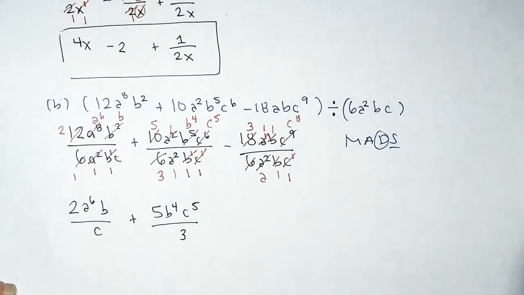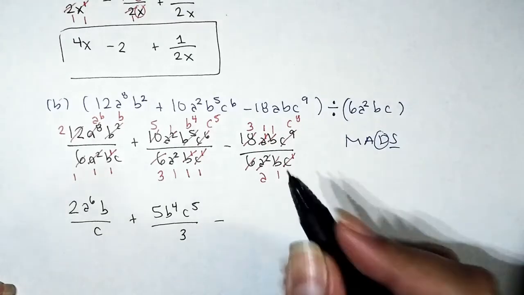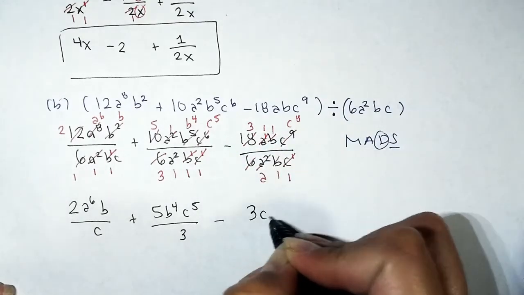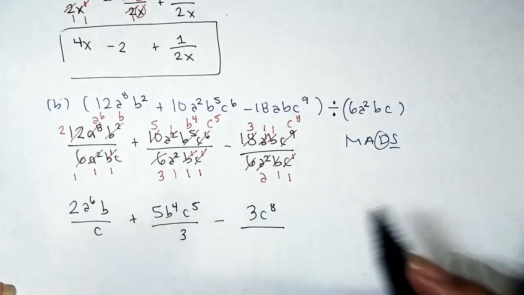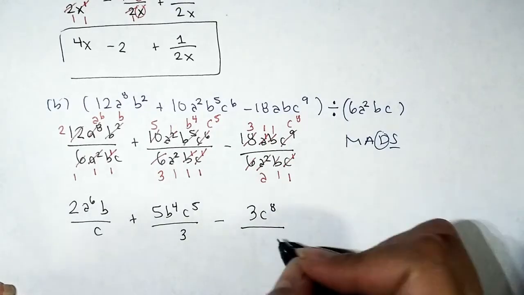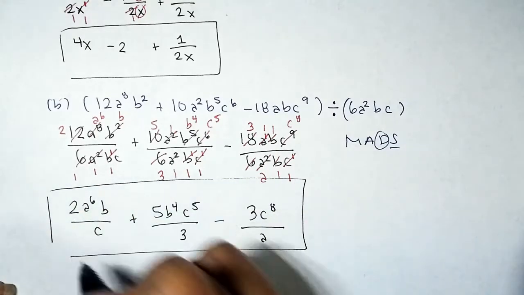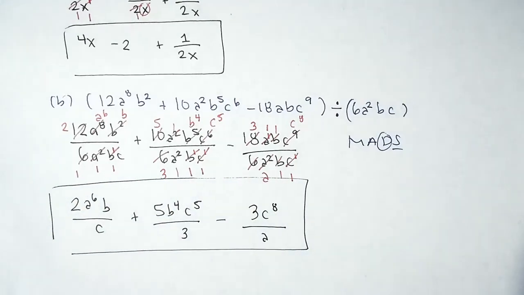So let's go ahead and bring it down. So we have minus 3 times 1 times 1 times the c, so that will give us 3c to the 8th over a times these ones is just a. Okay, so after we split the problem, we had 3 mini problems. We simplified all 3 and we're good.